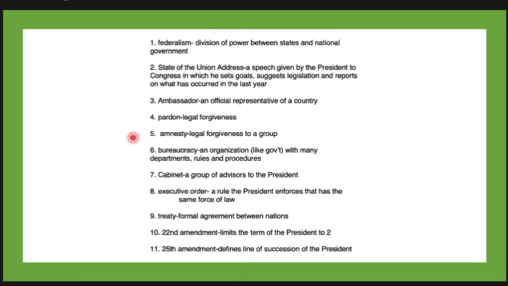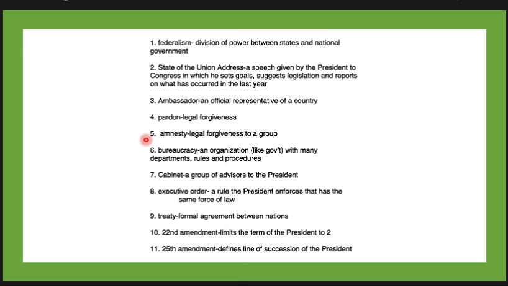A couple powers of the president are pardons and amnesty. They're very similar. A pardon is legal forgiveness. So if, let's say I'm convicted of a crime by a jury of my peers, and I'm sentenced to serve some sort of sentence in prison, the president can say, you're forgiven for that, okay? As long as it's a federal crime. The president is able to forgive federal crimes.